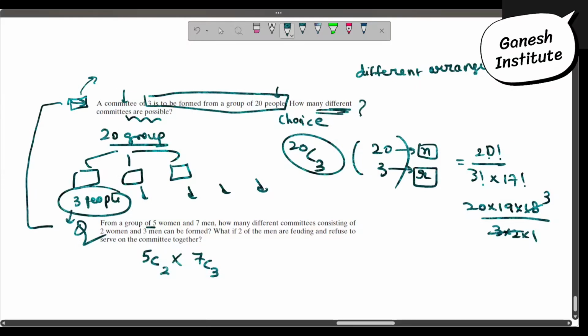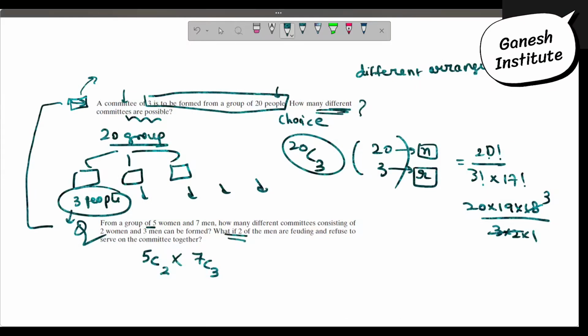Now, what is it saying? What if two of the men are feuding and refuse to serve on the committee together? So these two people from the men group have a clash. They have just said that if he's going, out of these three men, because the committee will be having three men, then I'm not going.